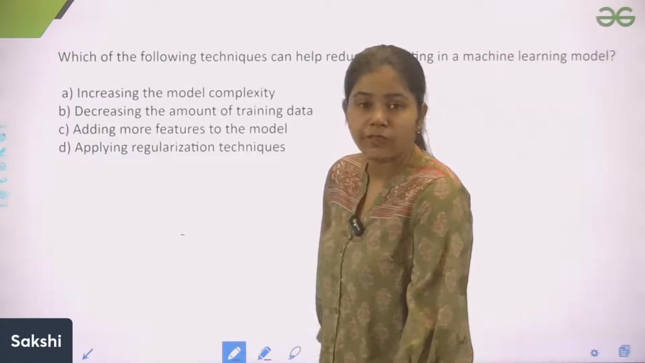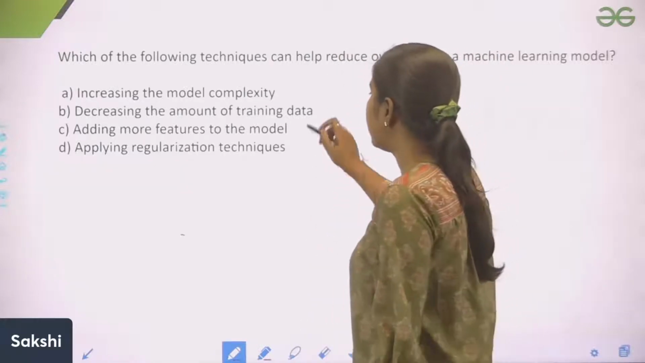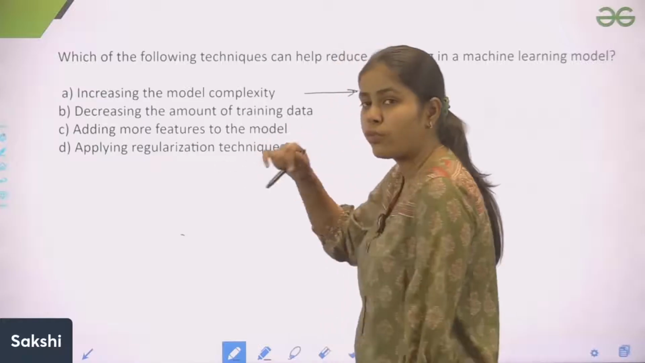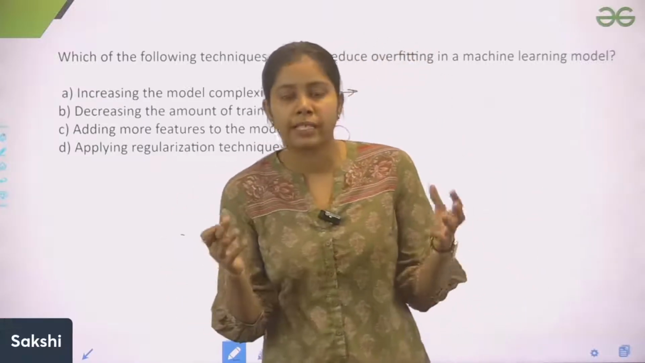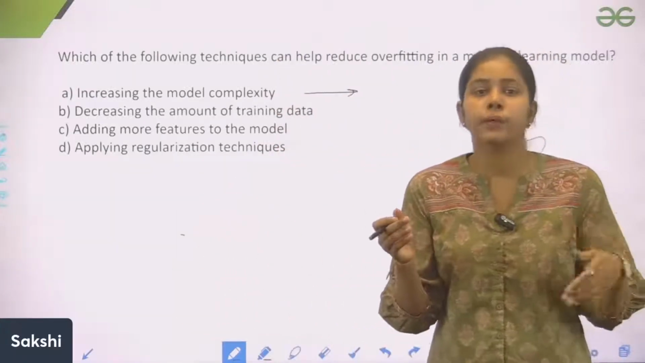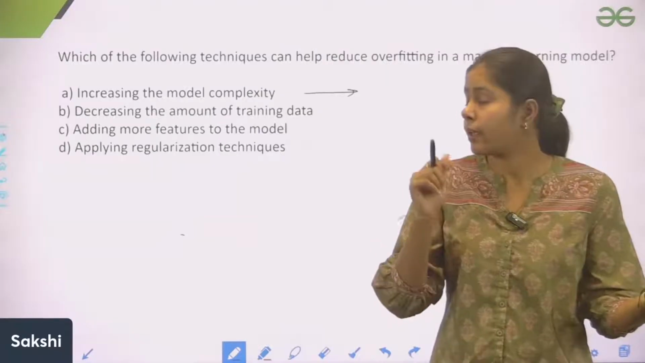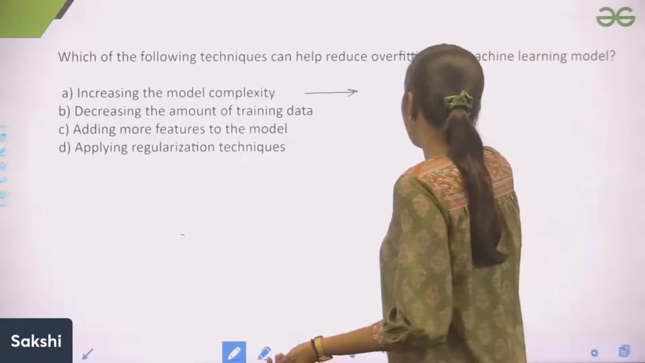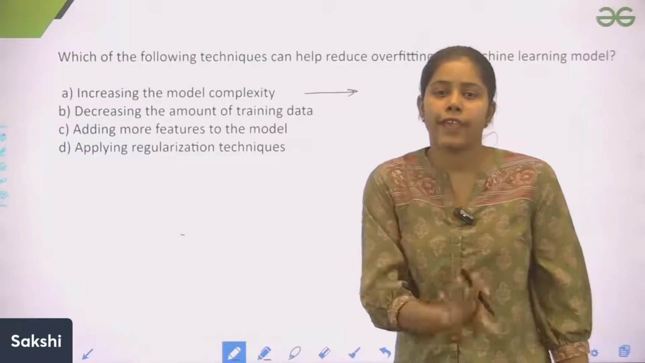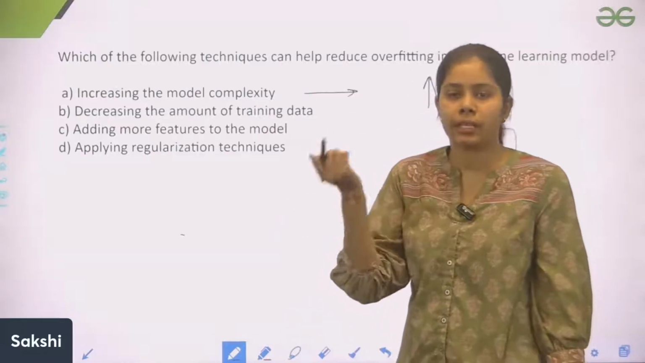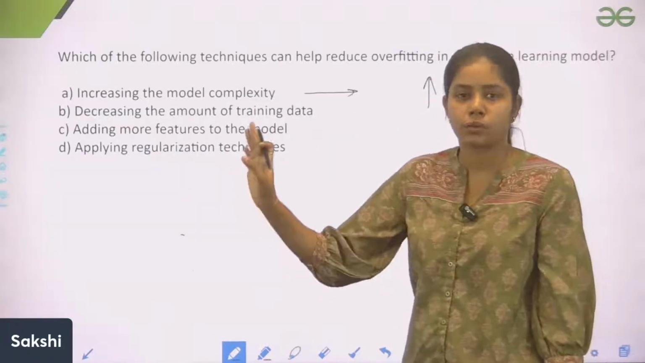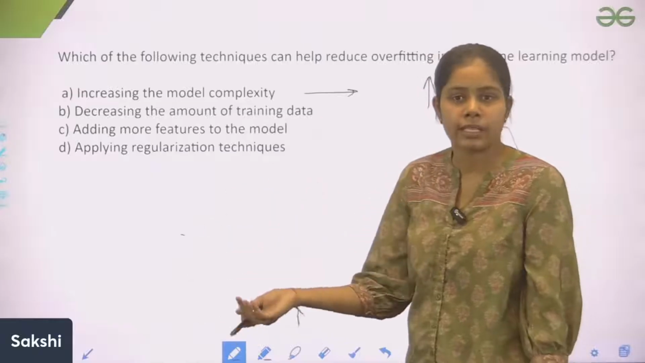Tell me, guys, which of the options is correct here. If I increase the model complexity, it can, let's say, if you are increasing model complexity, right? If I have only wx plus b, that means I am taking w1x plus w2x square plus b. That's why I am increasing the complexity.